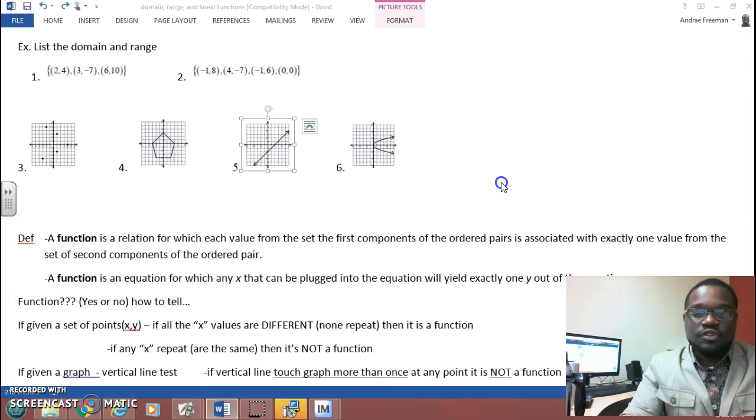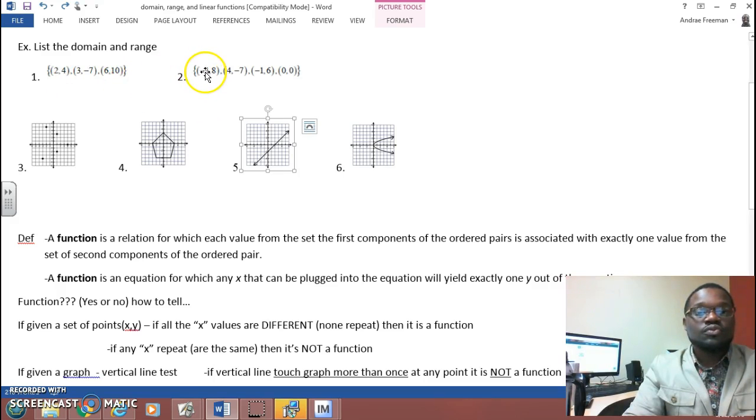And again, how does that look? Well, if we look at number 1, and if I ask you, is number 1 a function? The answer would be yes, it is a function because 2, 3, and 6 are all different numbers. All right? Now, I don't care what 4, negative 7, and 10, which is the Y's, I don't care what they are, but as long as all my X numbers are different, then it is a function.